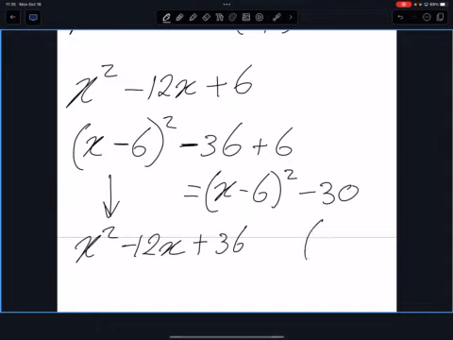Yes, the minimum value of this specific equation is minus 30. You can find these things on the paper. They can literally tell you, find the minimum value, so you have to complete the square. If it's negative in the bracket, it's positive.